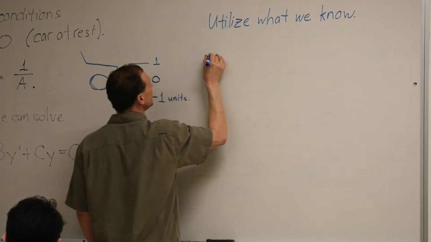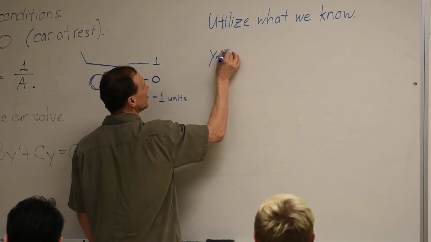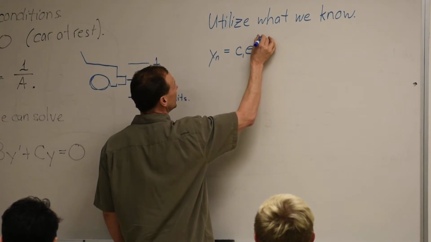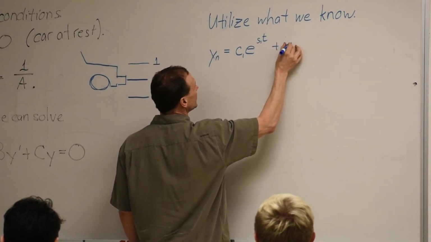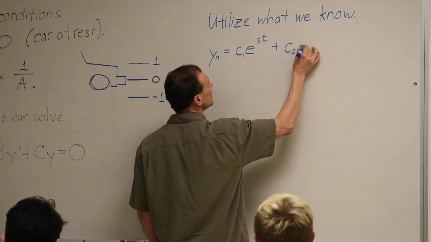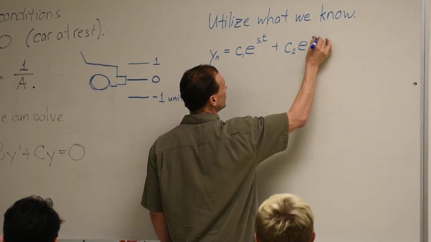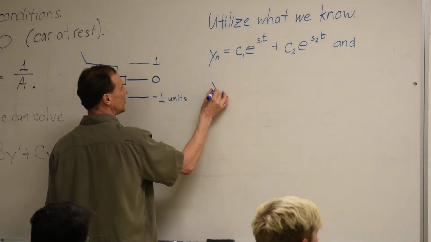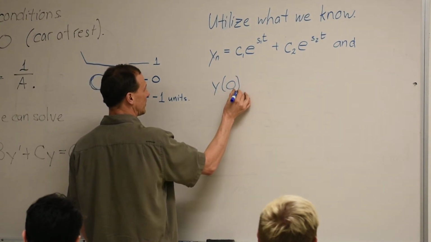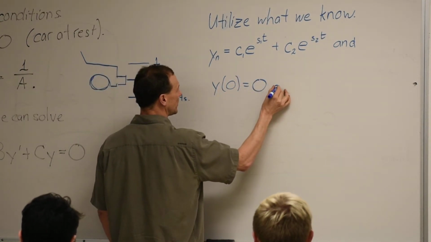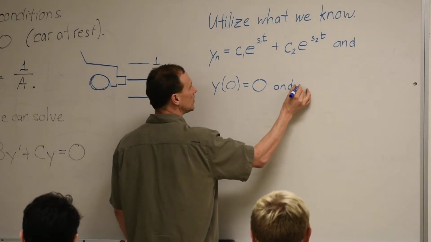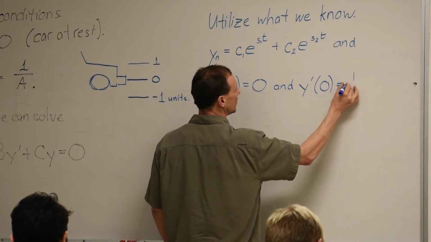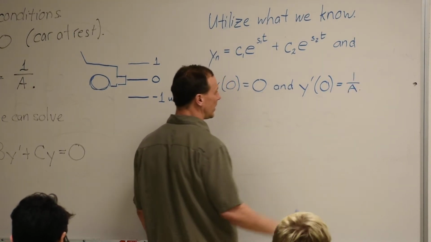So here's what we know. We know that our null solution, y_n, is c1 e^(s1 t) plus c2 e^(s2 t). We have initial conditions: y(0) is 0, and y'(0) is 1 over a. And yes, that a is this a.